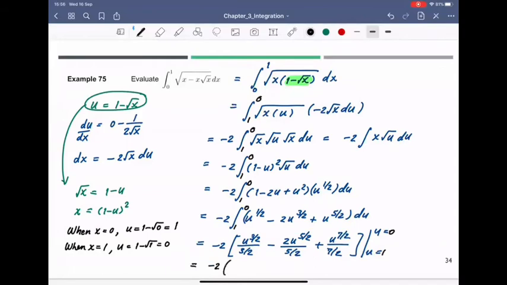So negative 2 times. I love 0 so much because when I plug in 0, everything is going to be 0. And that is 2/3, right? And then minus 4 over 5, and then plus 2 over 7. And then your answer is going to be negative 32 over 105. Well, just simplify it, which I already did ahead of time. So that is going to be your answer for this question.